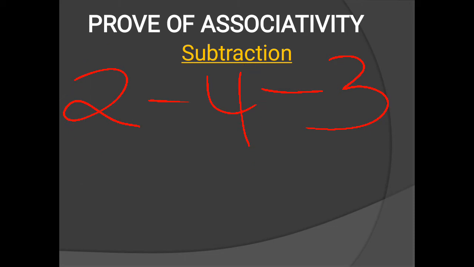Alright, so let's group the last two, 4 and 3. So we solve what is in the parentheses first. 4 minus 3 is 1. So 2 minus 1 will give us 1, which is different from the answer we had early on. Which was negative 5, I think. Yes. So negative 5 is different from 1. So you see, we didn't get the same answer. That's why we are saying subtraction is not associative.